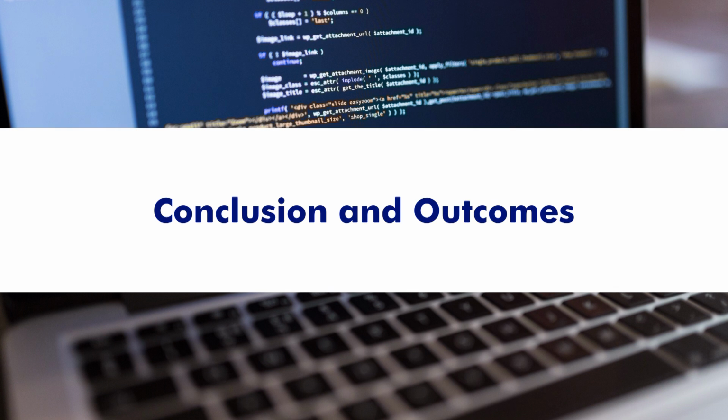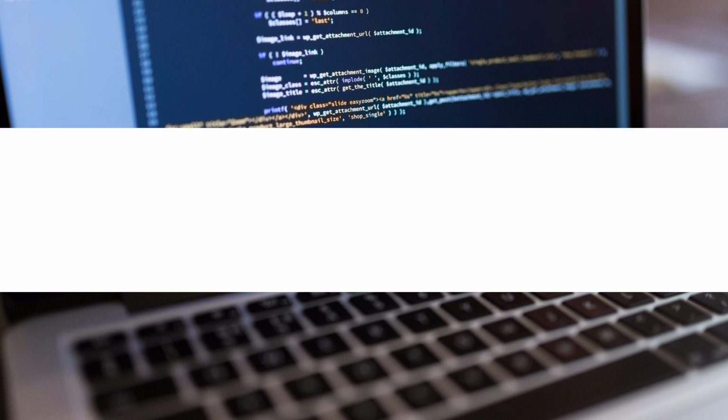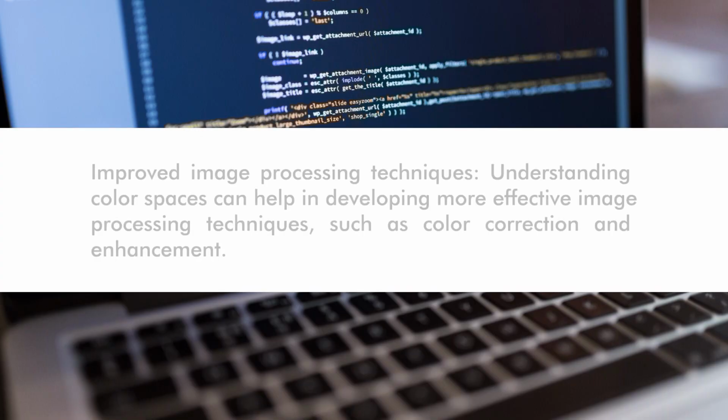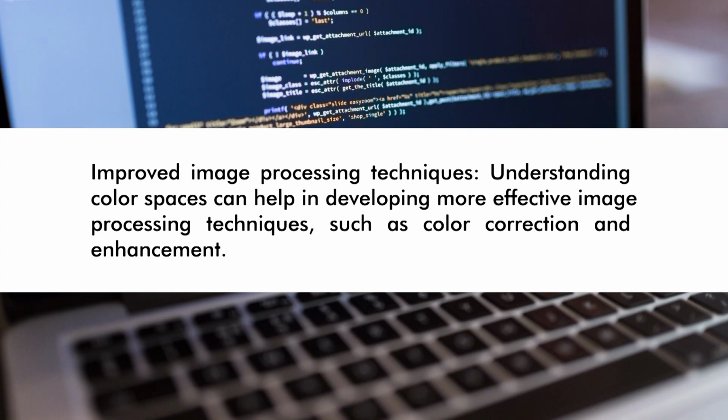Conclusion and outcomes of this particular topic: first, the ability to perform color space conversions. By understanding color spaces and how they represent colors, one can perform color space conversions using Python. This skill can be useful for various image processing and computer vision tasks. Second, improved image processing techniques. Understanding color spaces can help in developing more effective image processing techniques such as color correction and enhancement.